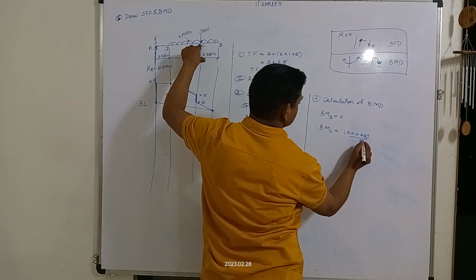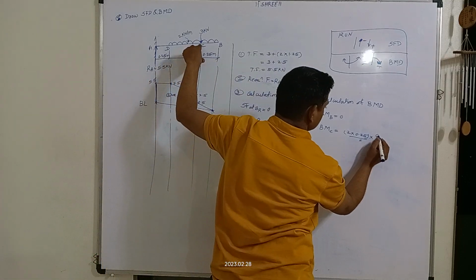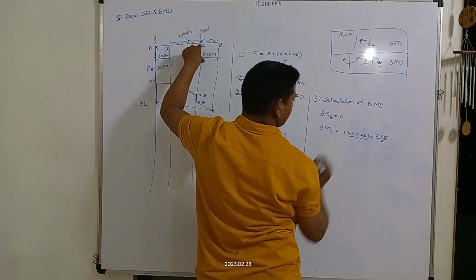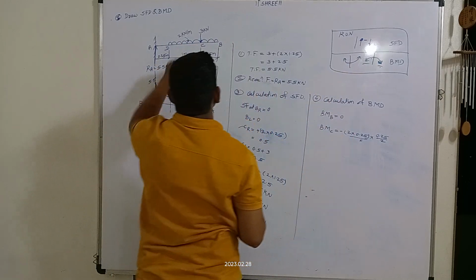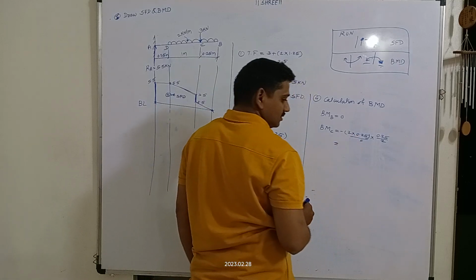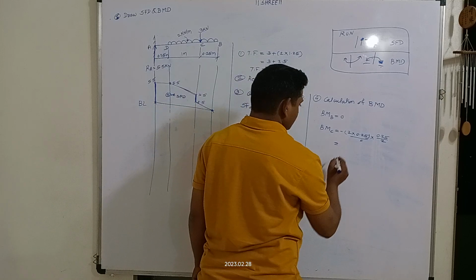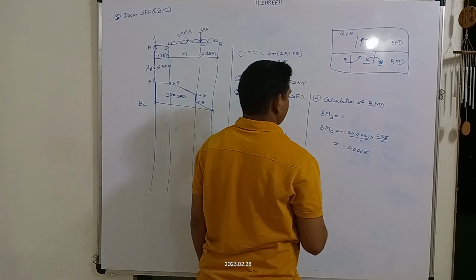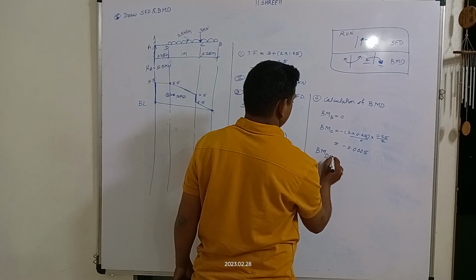This force acts at half of this distance, that's why we write 0.25 divided by 2. The sign is negative. If we calculate it in the calculator, the bending moment at point C is minus 0.0625.